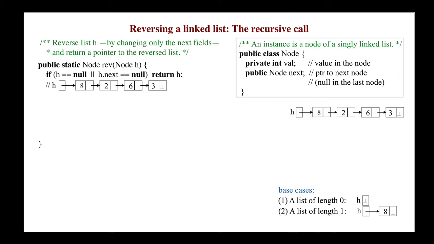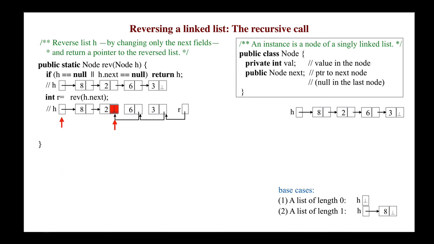According to the specification, the recursive call rev of h.next reverses all but the first node of the list, and we assign its value to a new local variable r. Here is what the variables and linked list are after the call. Variable r points at the first node of the reversed list, which points at the second node of the reversed list, which points at the third node, which has null in its next field. Variable h still points at the first node of the original list, and the first node still points at the second node of the original list.